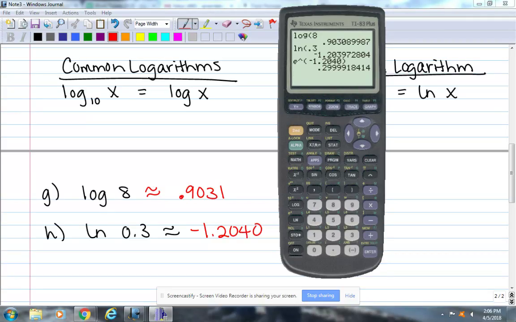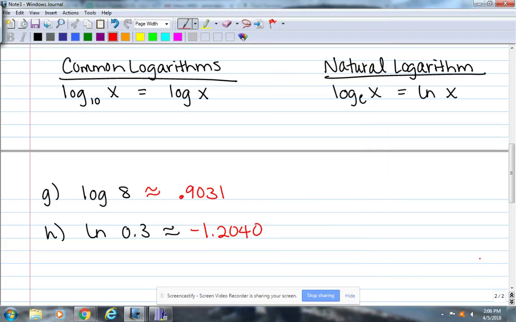ln is the opposite of E. Yes, it's the mathematical inverse operation. Logarithm is the opposite of exponent. It's the opposite of raising something to a power. Yes. Good stuff. All right. Then we get to have fun with logarithm properties.